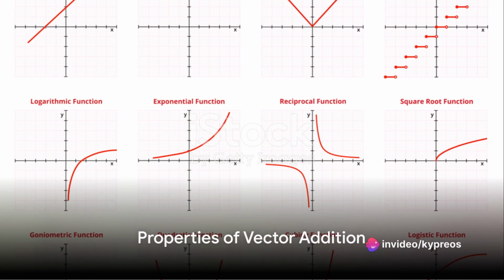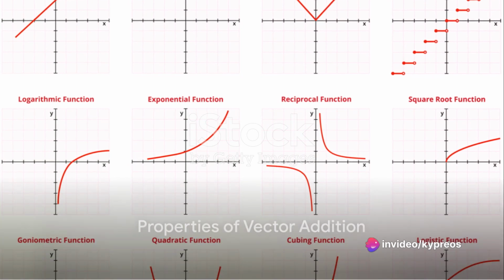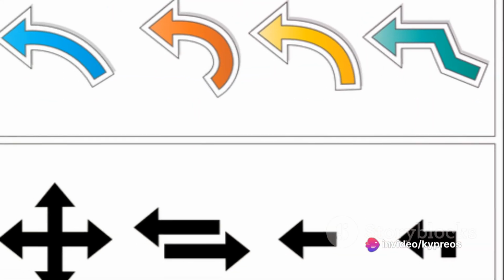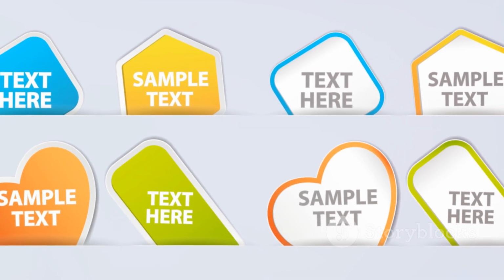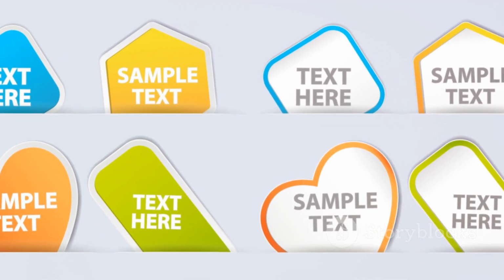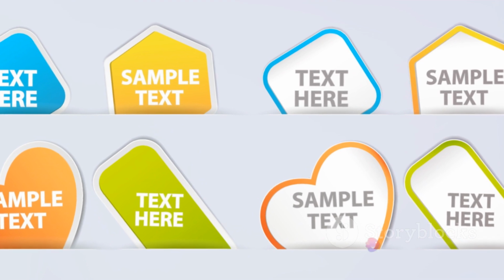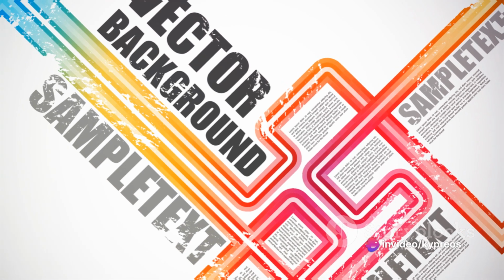Remember two important properties of vector addition. First, it's commutative, meaning the order in which you add the vectors doesn't change the result. A plus b equals b plus a. Second, it's associative, meaning you can group the vectors any way you like when adding them. (A plus b) plus c equals a plus (b plus c).